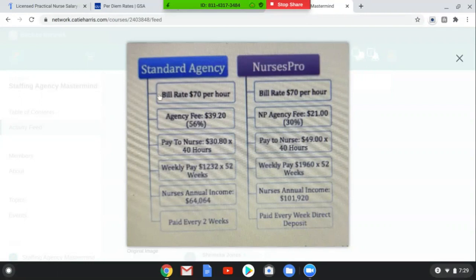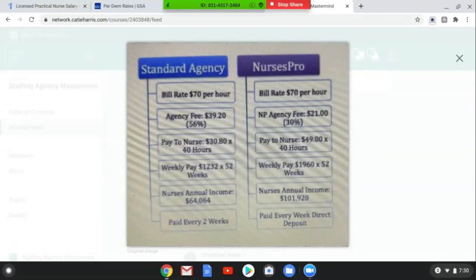So it could be 60, 50, the actual bill rate can be whatever number, but the agency fee, meaning the percentage of that bill rate that the agency keeps, is pretty accurate. So for this instance, they're keeping 56%, which is about your $39.20, and then they're paying the nurse $30. And then this just kind of talks about paying the nurse weekly and annual income, and then the nurse is paid every 2 weeks.